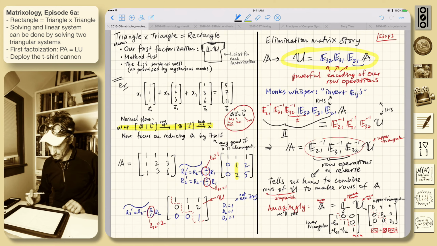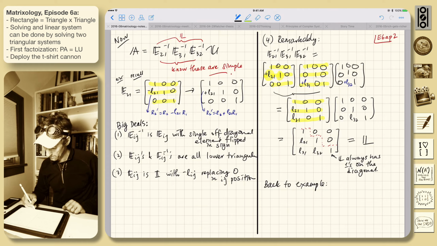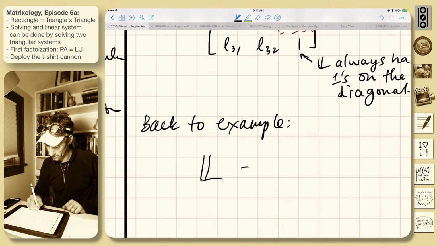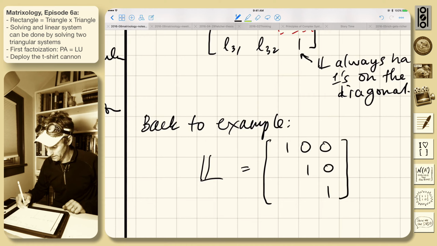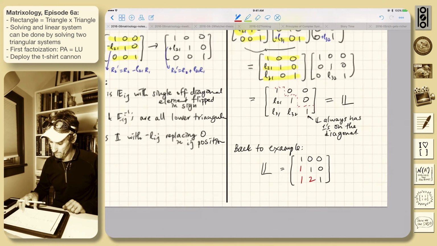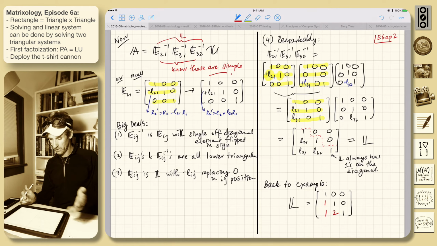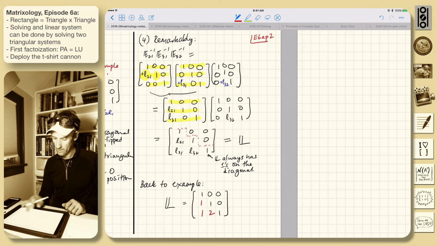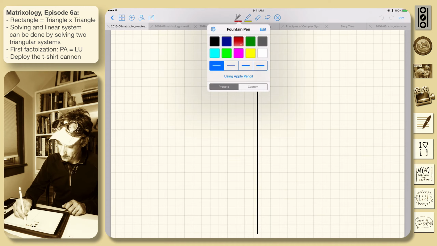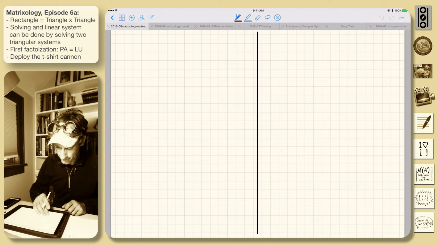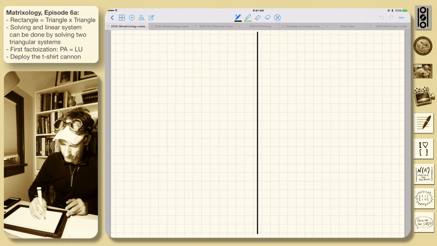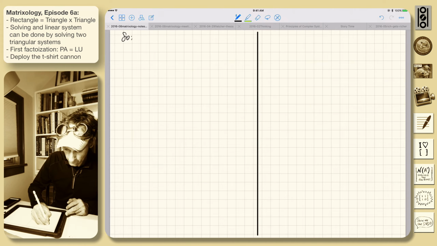What do we have? Our multipliers were 1, 1, and 2. L for us is going to look like the identity matrix, and then we're going to just plug in the multipliers in the right spots. 1, 1, and 2. And you can go and check that this L times the U that we have, this blob, is what we want.